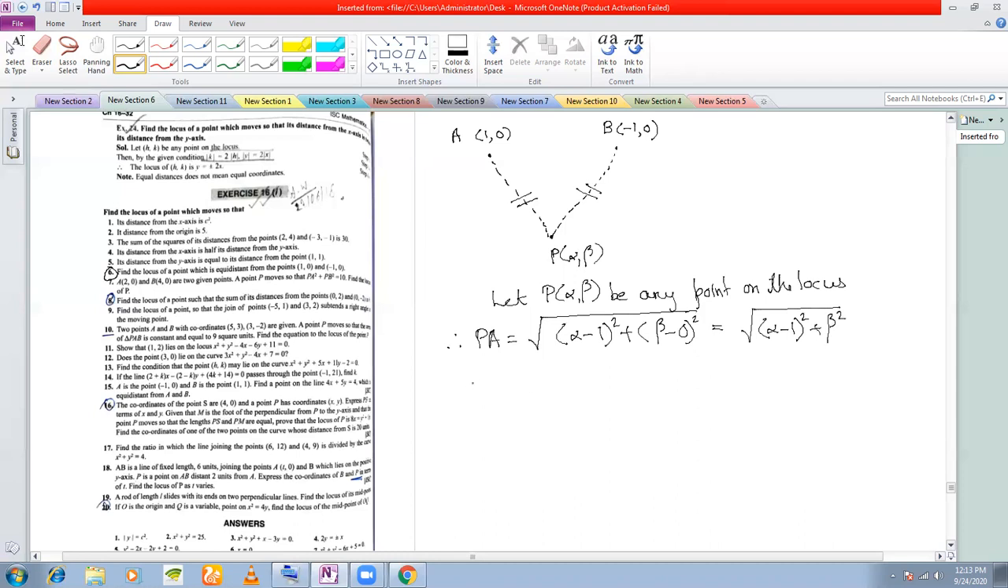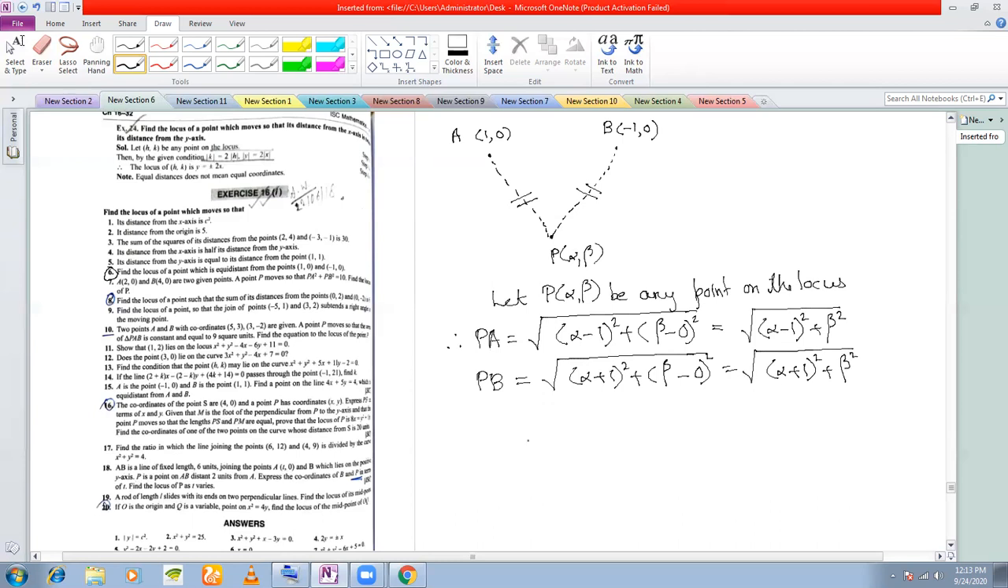Next, PB is the square root of (alpha plus 1) whole square plus (beta minus 0) whole square, which is equal to root over (alpha plus 1) square plus beta square.